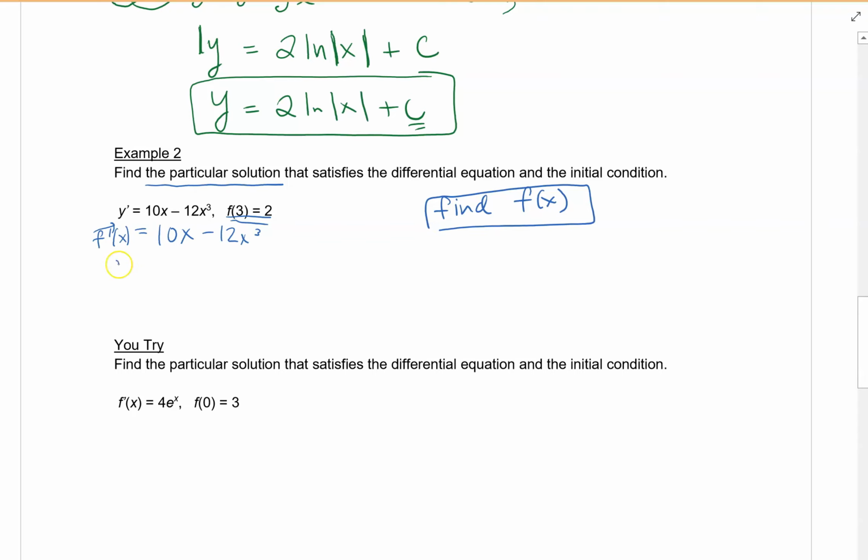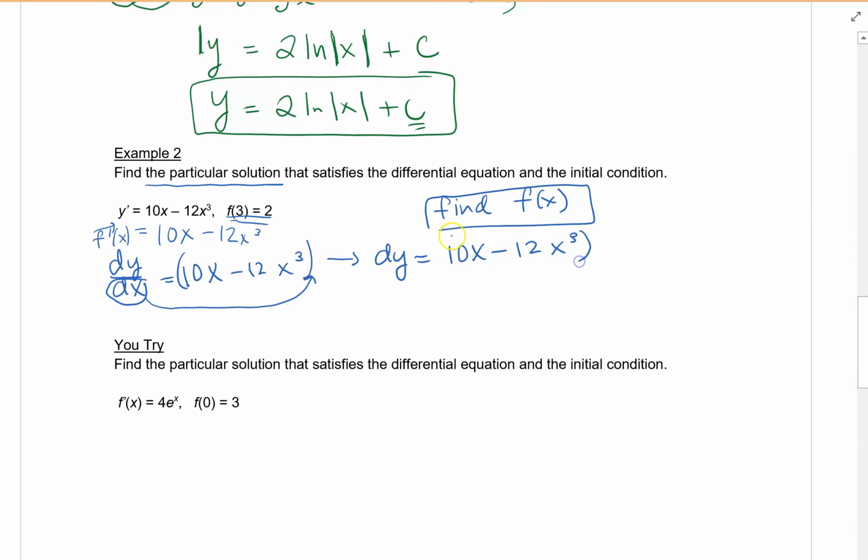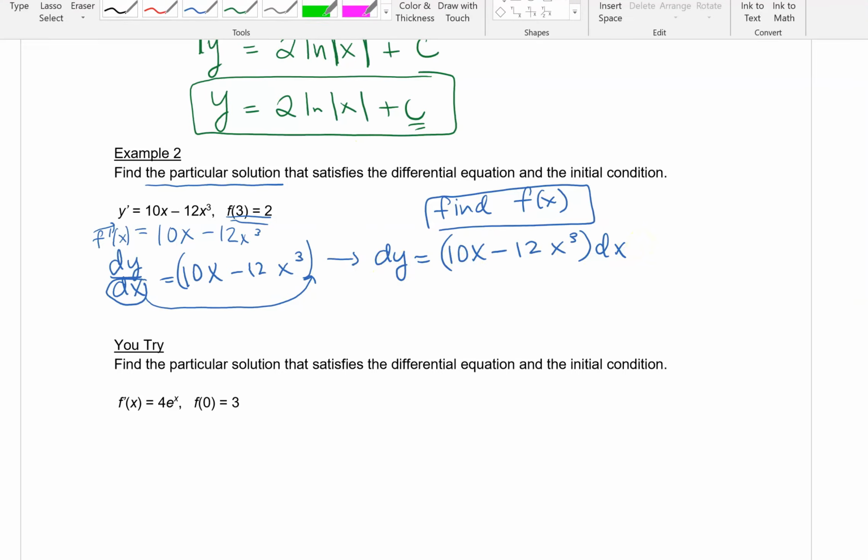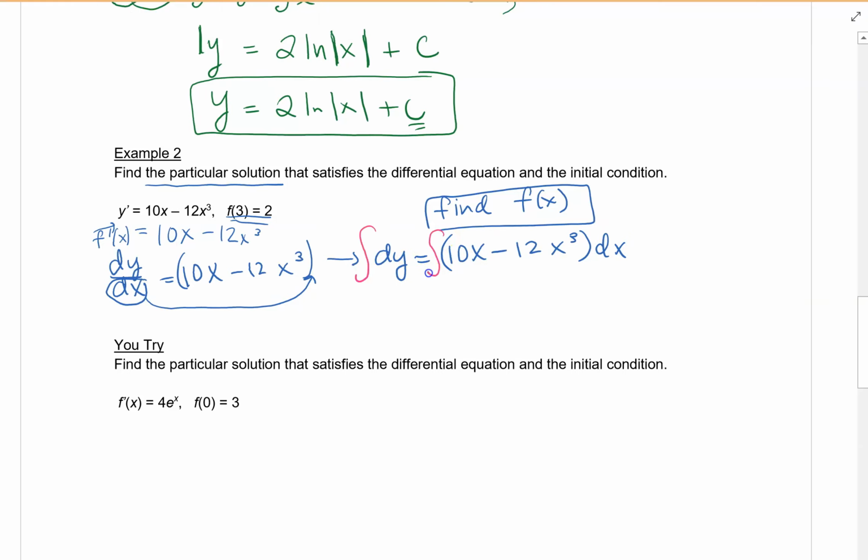So what is f prime of x? F prime of x is the derivative of y with respect to x. So we should start by separating the variables, bringing the dx to this side. So I get dy is equal to 10x minus 12x cubed times dx. So that's my separating the variables step. Then I prepare both sides for integration, the integral of that side and the integral of that side. This side I'm integrating with respect to y, this side I'm integrating with respect to x.